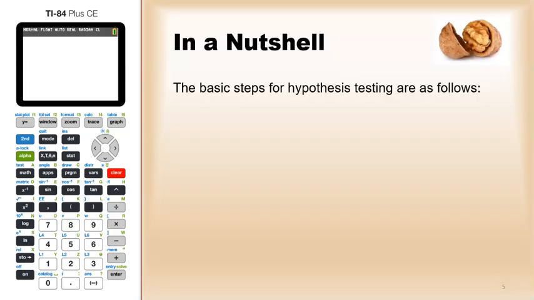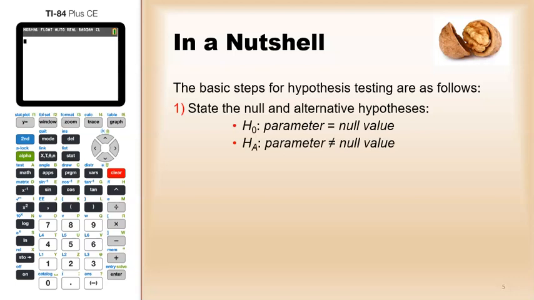The basic steps for hypothesis testing are as follows. First thing we do is we state the null and alternative hypotheses. And for us, it'll always be in the form of the null hypothesis is some parameter equal to some null value. And that parameter could be a proportion, difference of proportions, means, difference of means, or it could be something else. The alternative is parameter not equal to that null value.